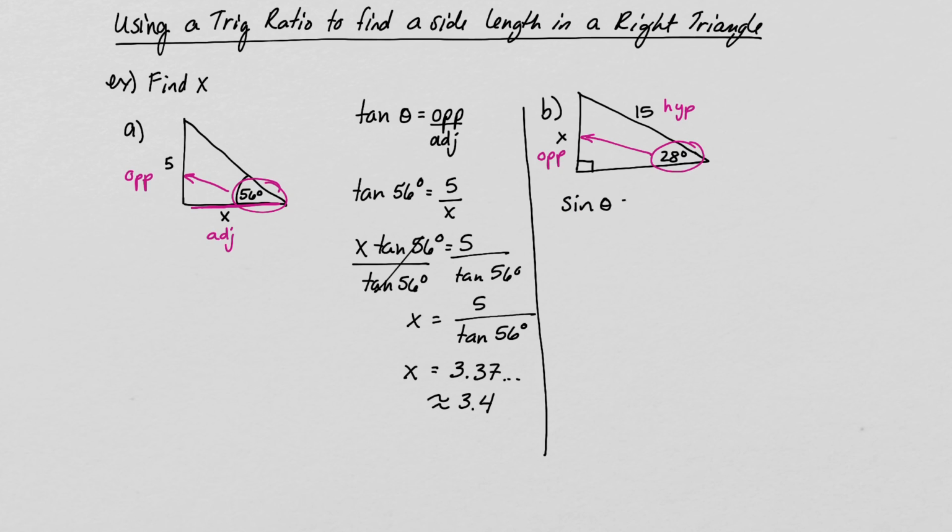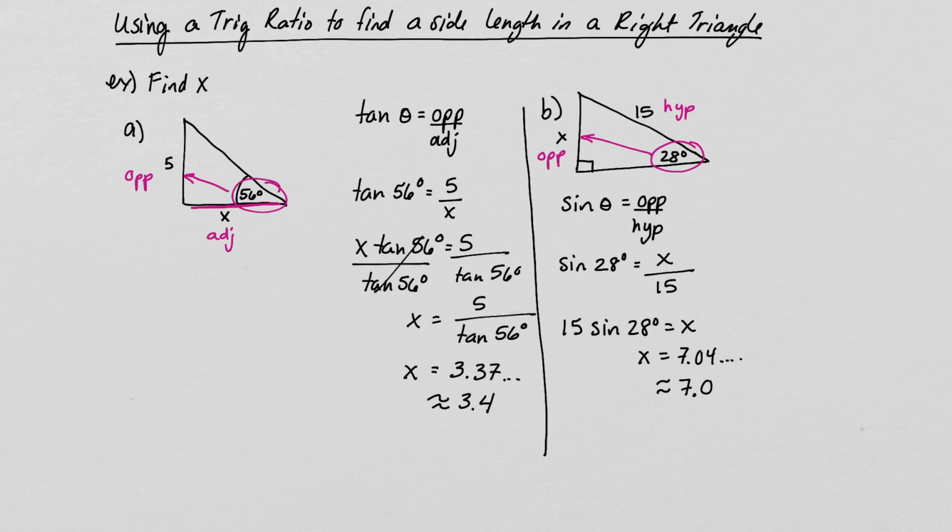So the sine of theta is the opposite over the hypotenuse. So this is saying that the sine of 28 degrees is the opposite x over the hypotenuse 15. And we just have to multiply the 15 up. So 15 sine of 28 degrees is equal to x. If you punch that into your calculator, you get x equals 7.04... And if we round that to the nearest tenth, it's just going to be 7.0.